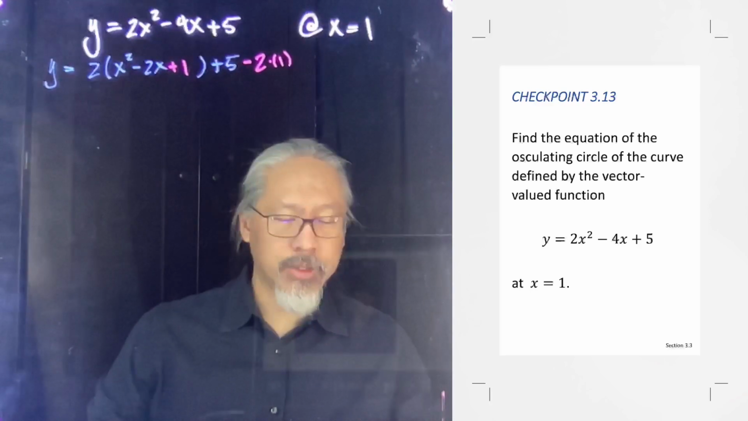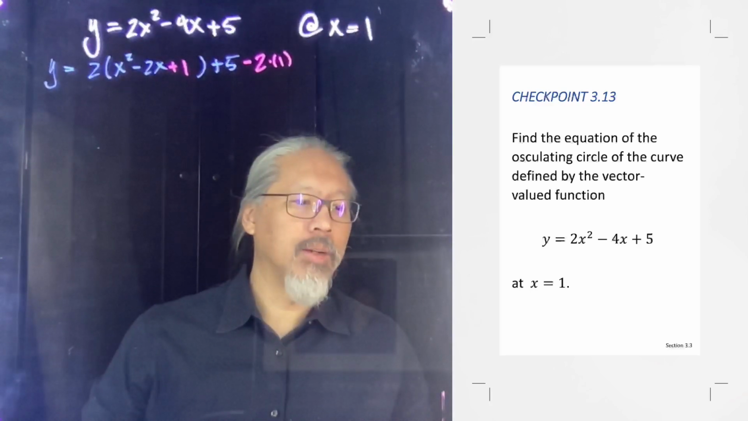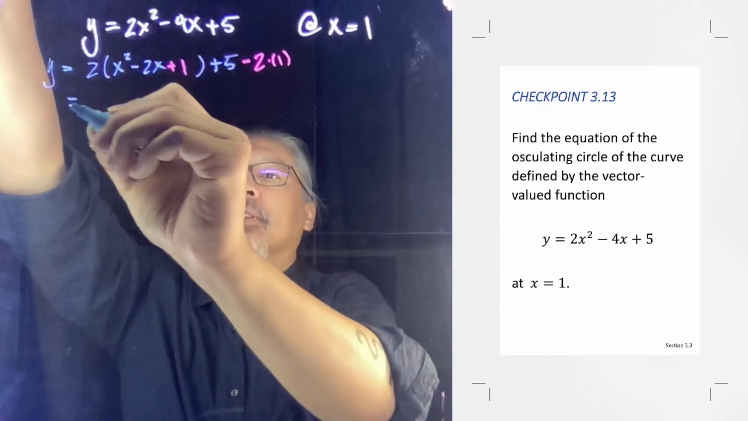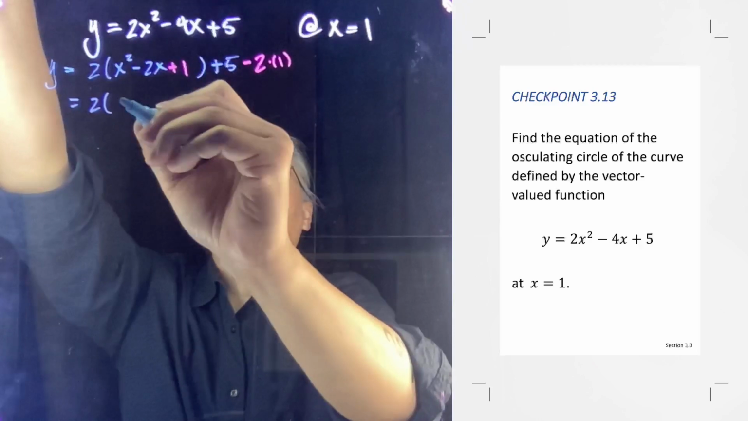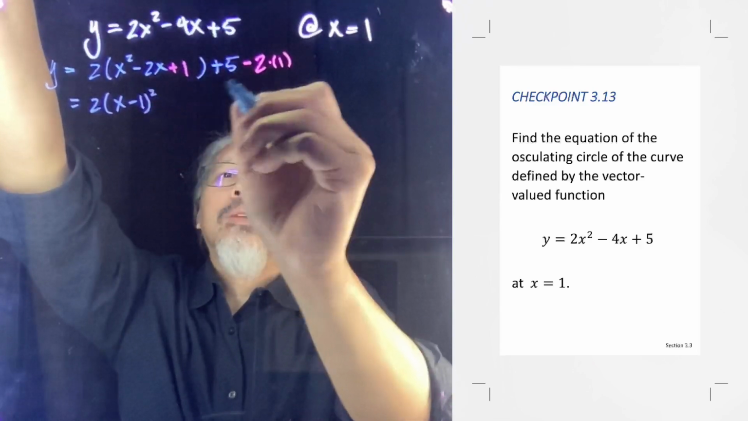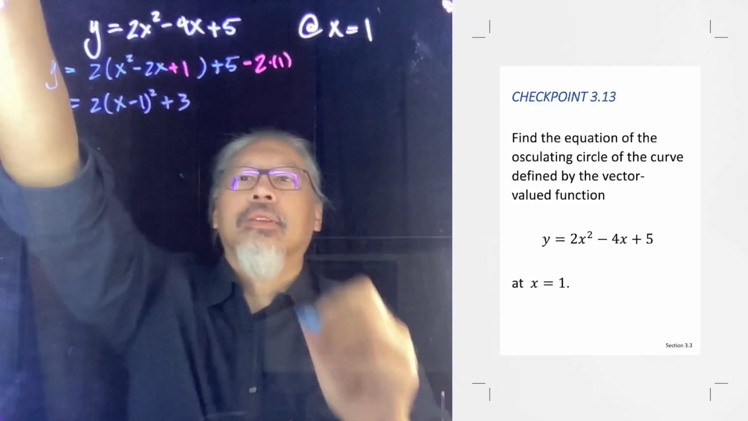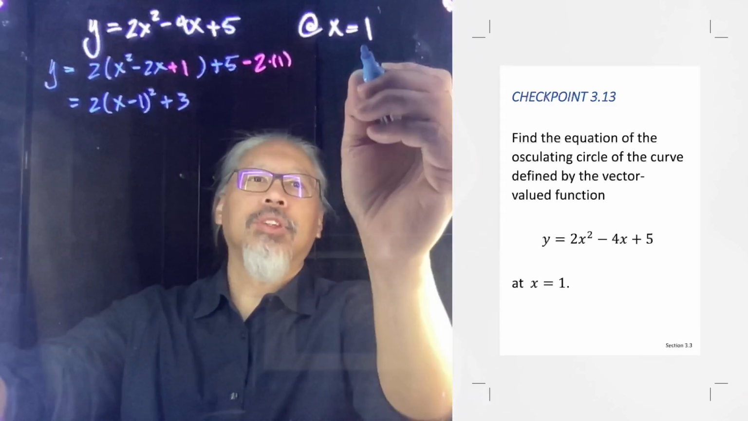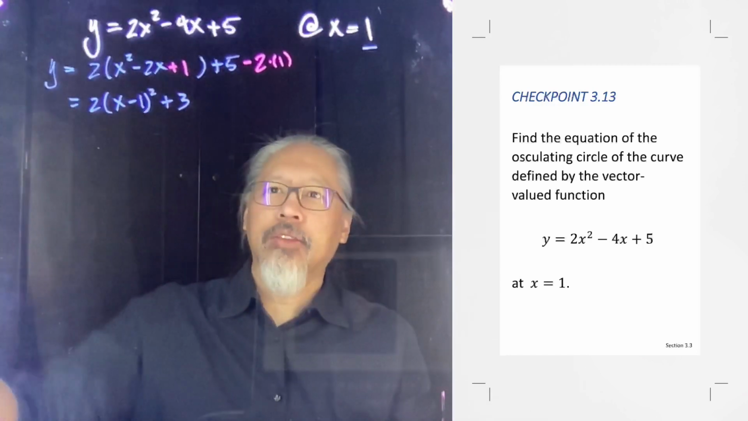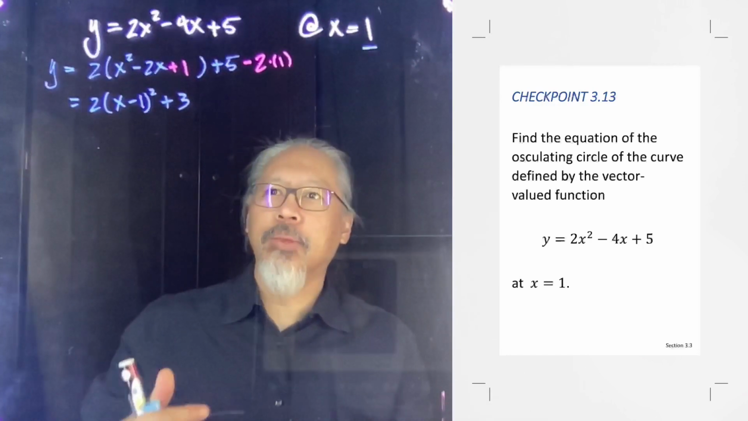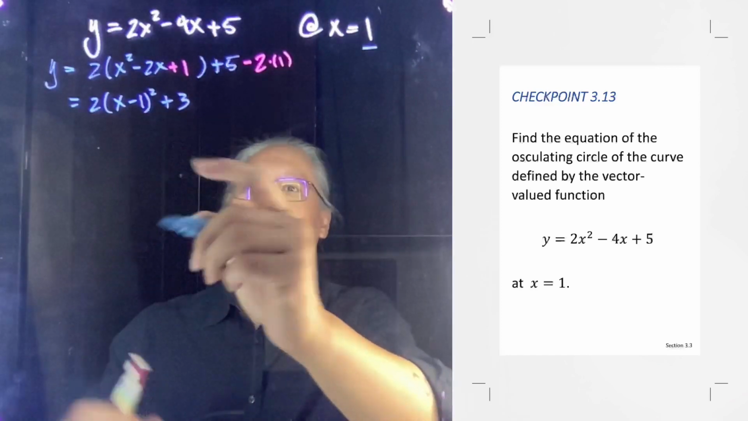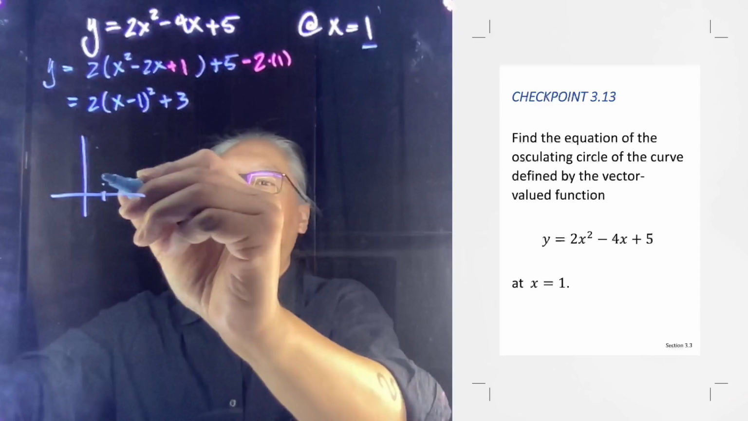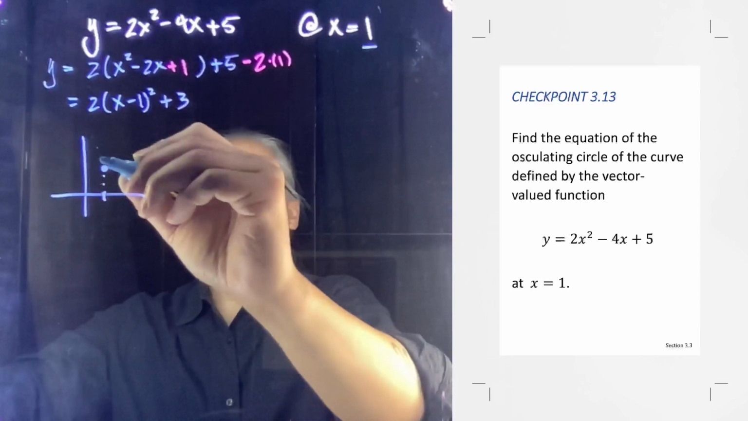And that'll give us 5 minus 2 is 3. So this will give us a 2 completed square. It's going to be 2 times x minus 1 quantity squared plus 3. So it looks like our vertex is going to be at 1, 3, which is actually good news. This is opening upward at 1, 3. So it's opening upward from here.